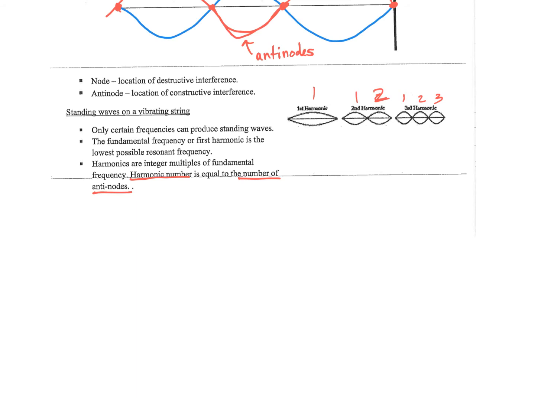Now, only certain frequencies create standing waves. Not every frequency creates a standing wave. All right. If it does, then the fundamental frequency of the first harmonic is your lowest possible resonant frequency. It's the lowest possible, your first harmonic. And they are integer multiples of the fundamental frequency.